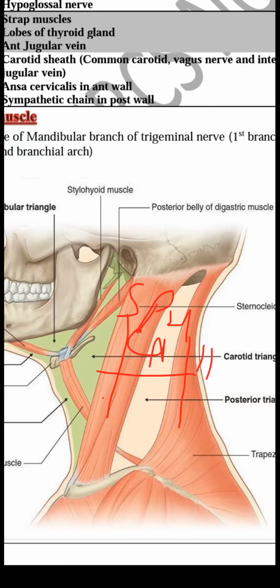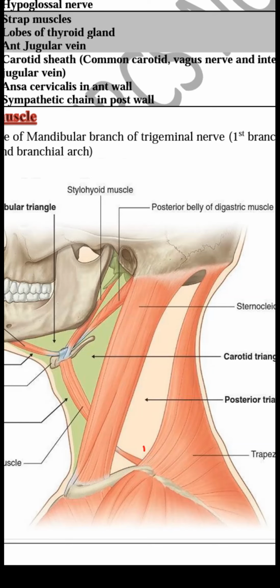You have here branches from the cervical plexus. Four important branches from the cervical plexus, and they are the last contents of this posterior triangle. First one is called supraclavicular. Second one is called transverse cervical. Last one is called great auricular, and you have lesser occipital. These are the four nerves which are branches from the cervical plexus.